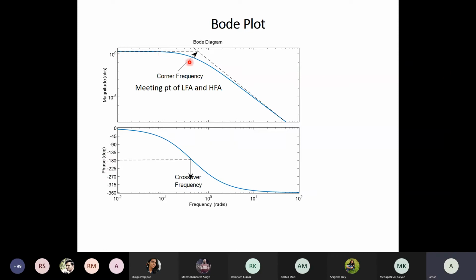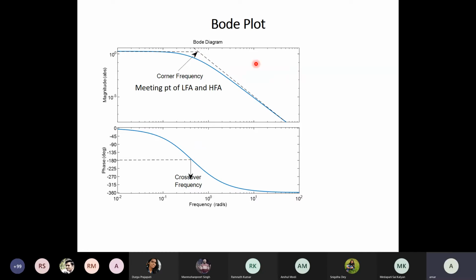Now, this Bode plot, the amplitude versus frequency Bode plot, can also be found out based on the low frequency asymptote and the high frequency asymptote. So if you draw a line over here, draw a slope over here, then I will get a low frequency asymptote, and I will also get a high frequency asymptote. The meeting point of the low frequency asymptote and the high frequency asymptote is called the corner frequency.